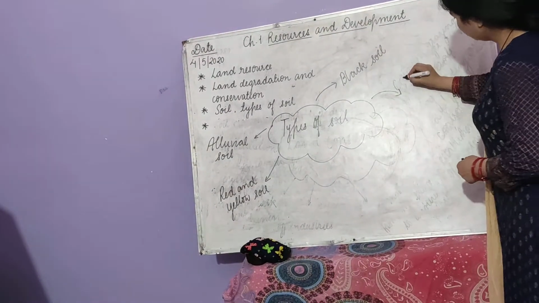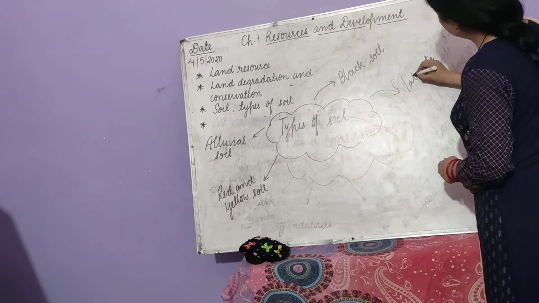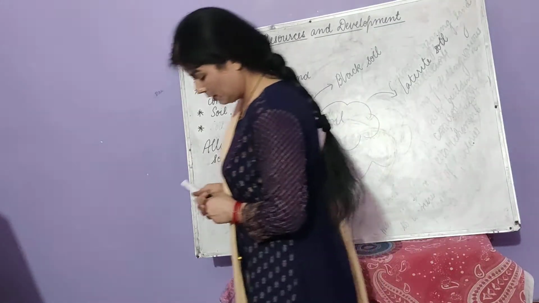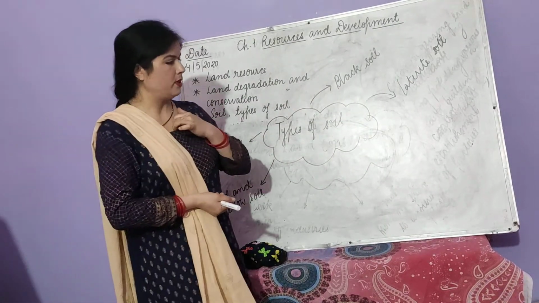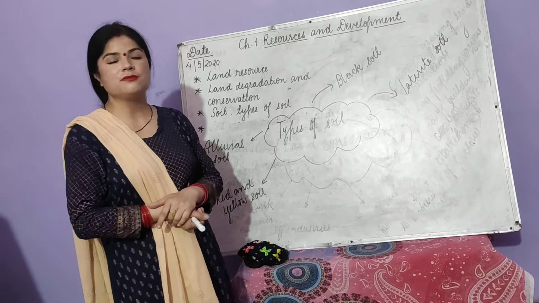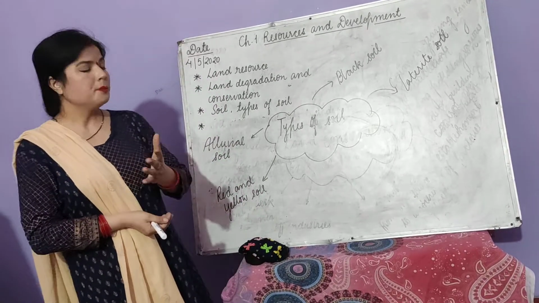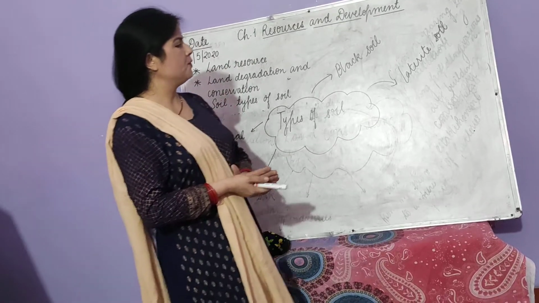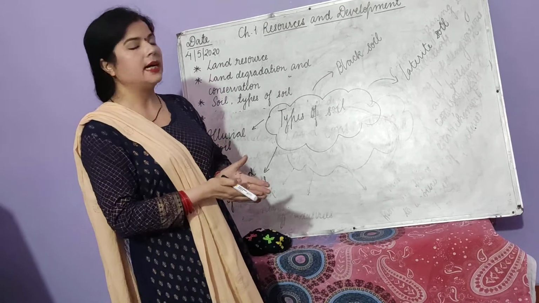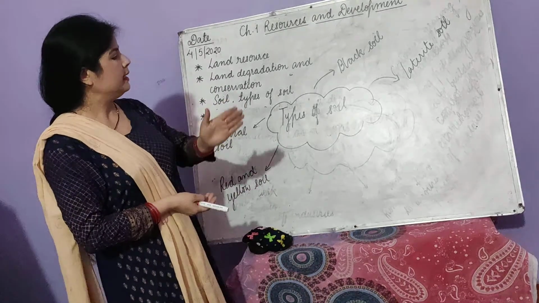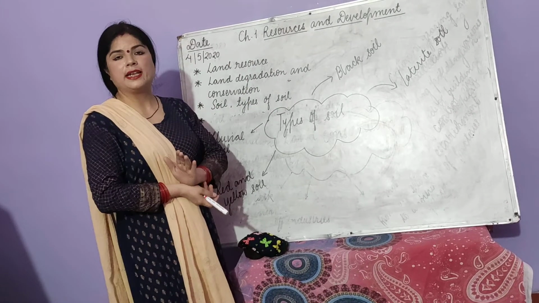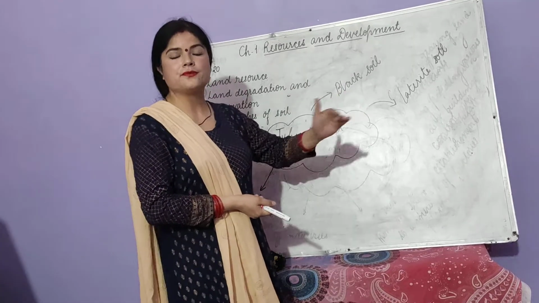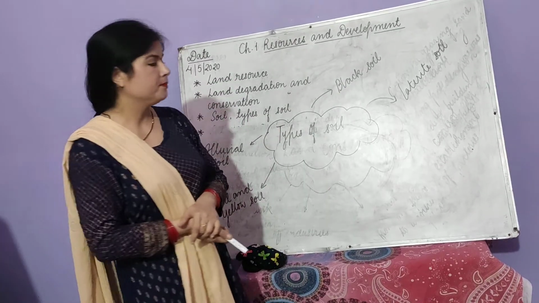Next is laterite soil. The name of the soil, laterite, is derived from the Latin word later, which means brick. And this type of soil we find in those areas where high temperature is there, and along with that heavy rainfall occurs. This type of soil we find in Karnataka, Tamil Nadu, Kerala, these kinds of states, and this soil helps for the cultivation of tea and cotton especially.